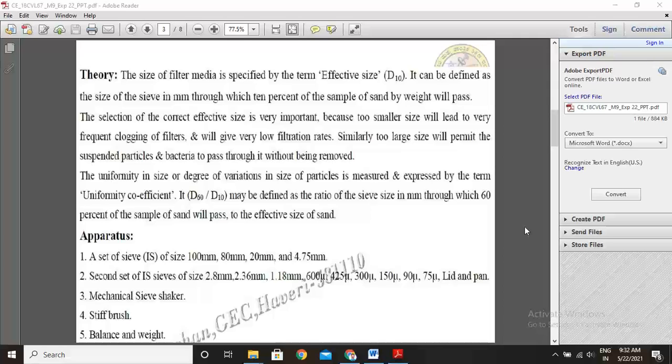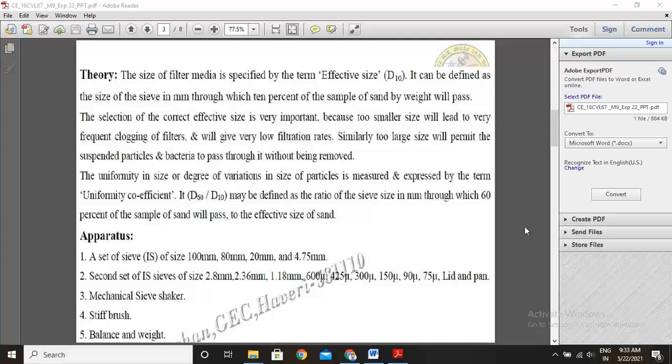The selection of the correct effective size is very important because too small a size will lead to very frequent clogging of filters and will give very low filtration rates. Similarly, too large a size will permit the suspended particles and bacteria to pass through it without being removed.